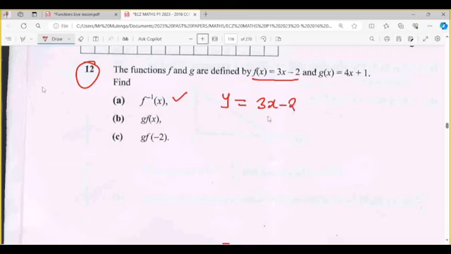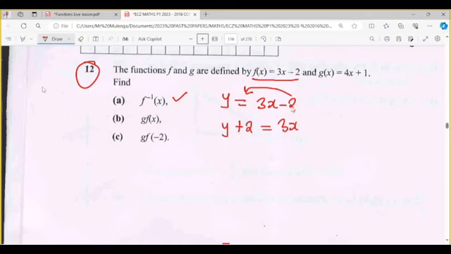Here we need to make x the subject of the formula. How do we do that? You can see we have a negative 2 here, so this negative 2 will go to this side. We're going to have y plus 2 equal to 3x. So why are we writing a plus here?